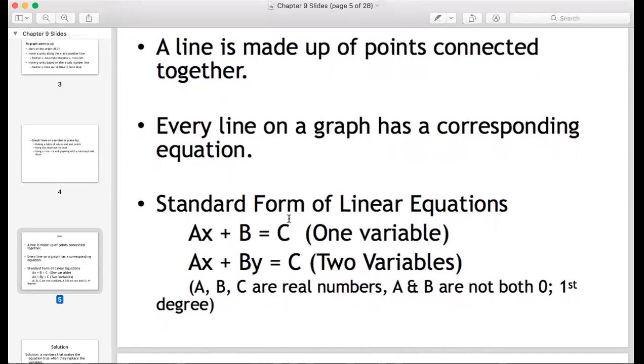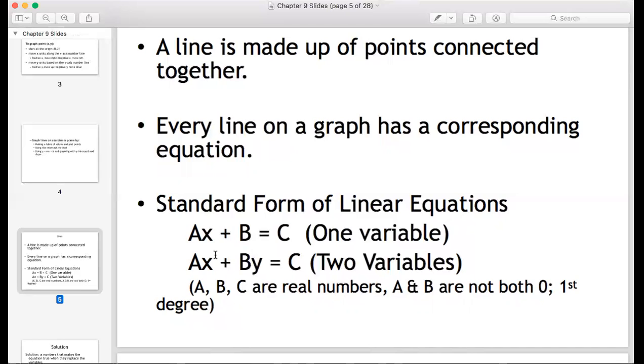Standard form is one of those things that we see a lot in algebra, and standard form shows us ax plus b equals c if we only have one variable. If we have two variables, ax plus by equals c. And this tells us a, b, and c are all real numbers. A and b are not both equal to 0, and it's a first degree polynomial, which means that there's no exponents.